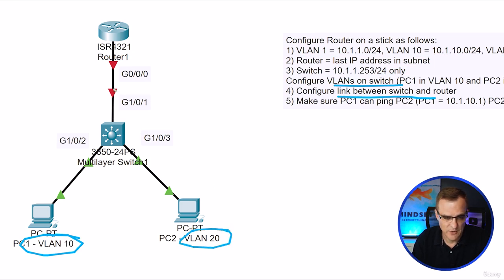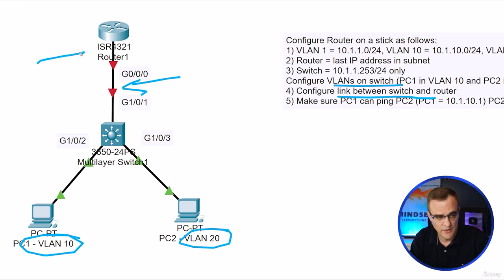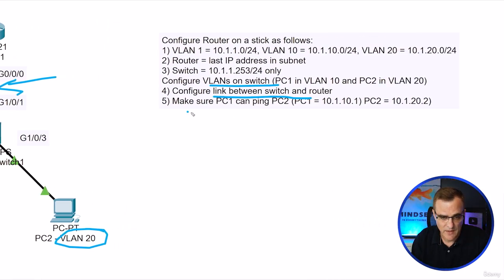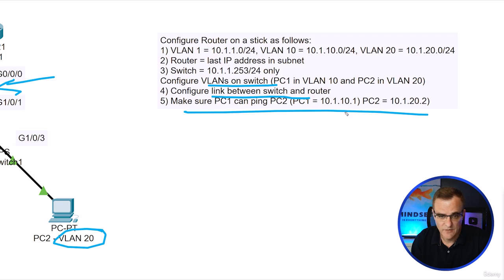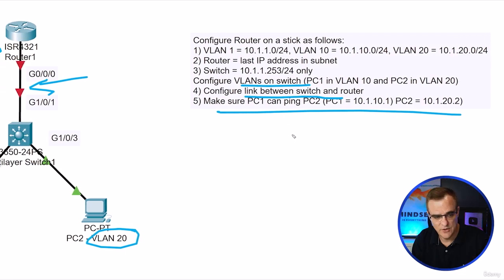You need to configure the link between the switch and the router. Don't forget the encapsulation that you need to use. Don't forget about some of the other options that you need to configure on the router to configure the inter-VLAN routing. And then you need to make sure that PC1 can ping PC2. So make sure that you have IP connectivity in your network.